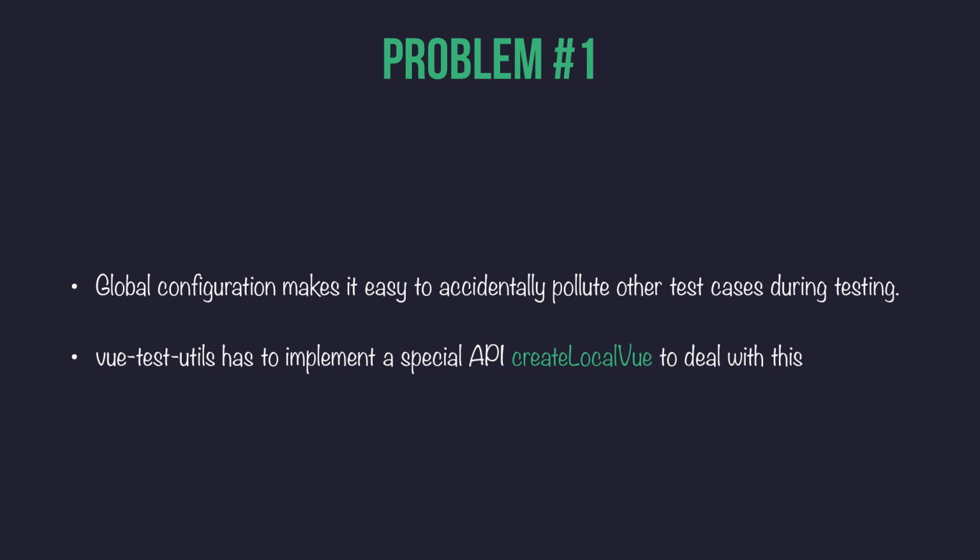There are a couple problems with this. One, users need to carefully store the original global configuration and restore it after each test. Some APIs like Vue.use and Vue.mixin don't even have a way to revert their effects. And this makes tests involving plugins particularly tricky. If you've ever used something like Vue Test Utils, it had to implement a special createLocalVue method to deal with this. And that is a problem that is going to be eliminated in Vue 3.